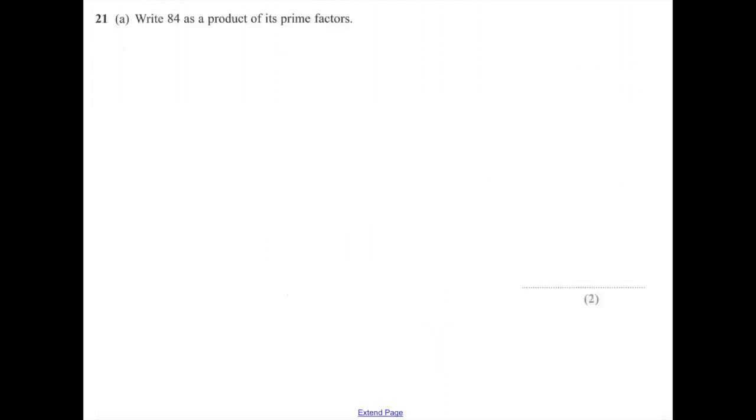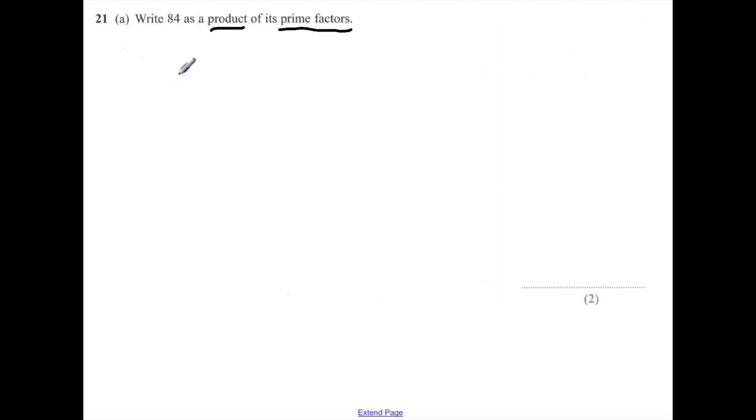Question 21a. Write 84 as a product of its prime factors. Before I do anything, I just want to define a few key words here. Product means multiply in mathematics, and prime factor is basically a number that is a prime number and also a factor. So let me just underline that here. Now, to find the prime factors of 84, what we need to use is prime factor decomposition. Decomposition basically means breaking down.